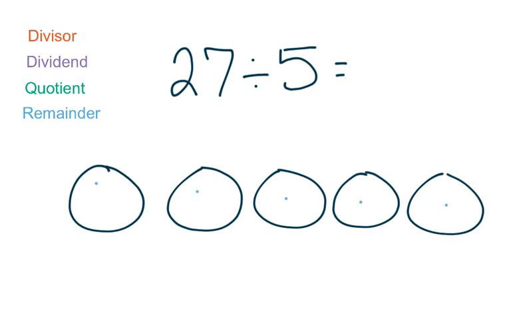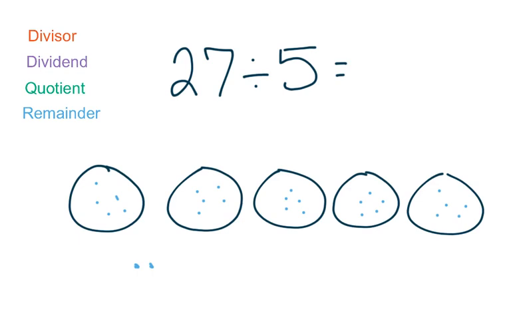So here I have 5, 10, 15, 20, 25, and I'm going to stop right there because if I count another 5, I'm up to 30, and that's too much. So I have 25, I have 5 dots in each of my circles, and I have 2 that are left over before I get to 27.